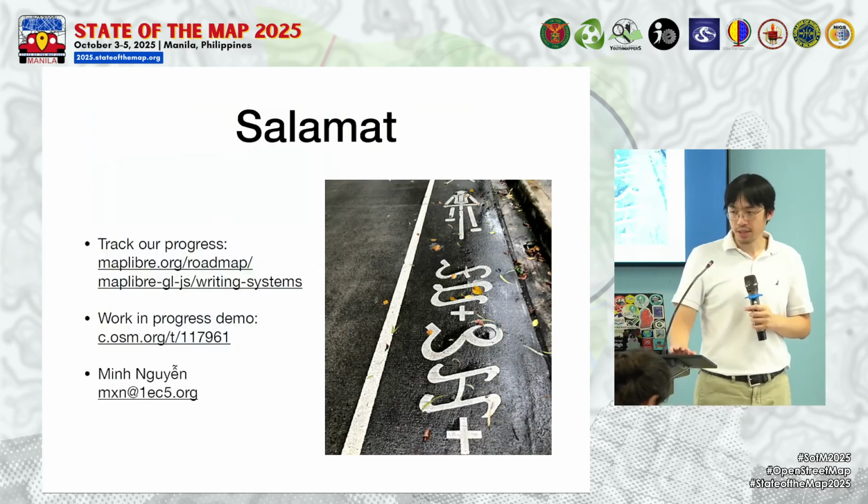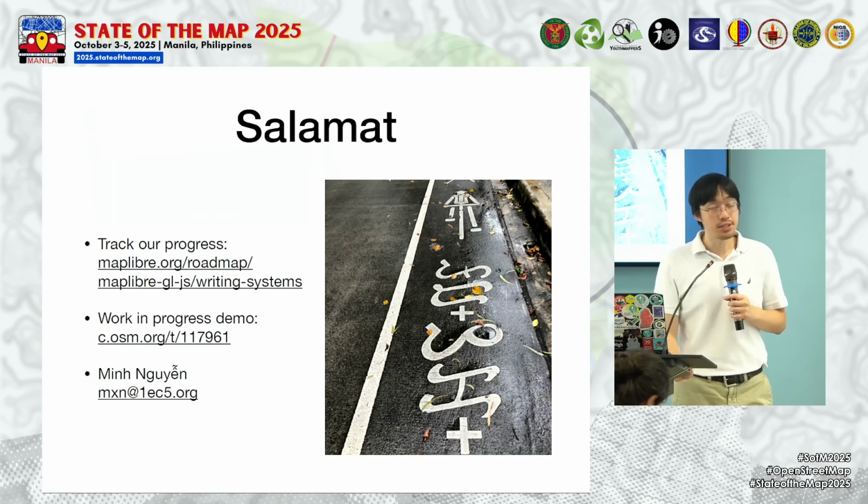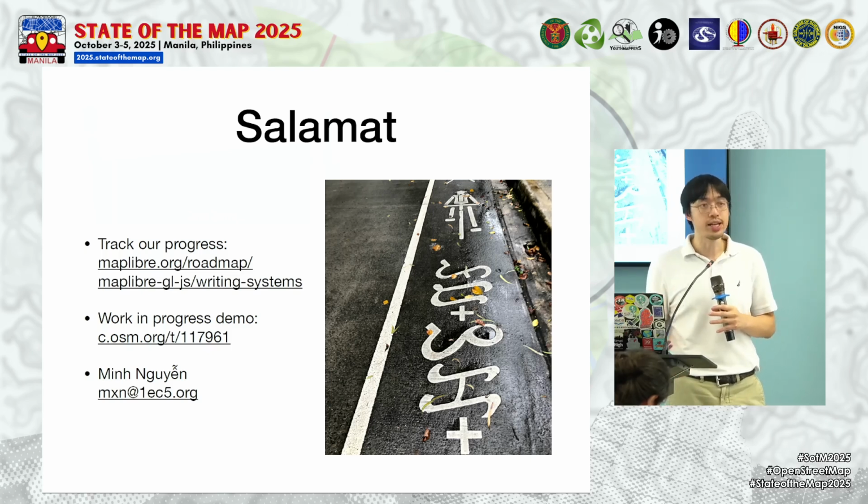So that's the current state of things. And MapLibre considers running system text support to be a priority. It's on the roadmap, but it does need people to take a look at it.